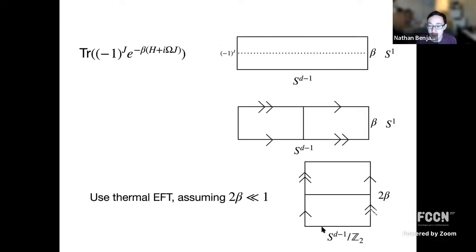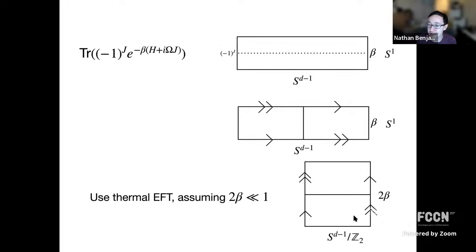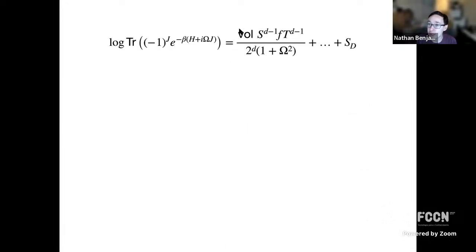So what happens then? There are two things that happen. First, the temperature goes down by a factor of 2, right? Because beta goes to 2 beta. And second, this volume of S^(D-1) goes down by a factor of 2 as well, because now instead of S^(D-1), it's S^(D-1) mod Z2. So this goes down by a factor of 2, which gives us a factor of 1 over 2 to the D minus 1, and this goes down by a factor of 1 over 2, just there. So overall, we get a factor of 1 over 2 to the D in this free energy. Any questions on how I derived this 1 over 2 to the D?